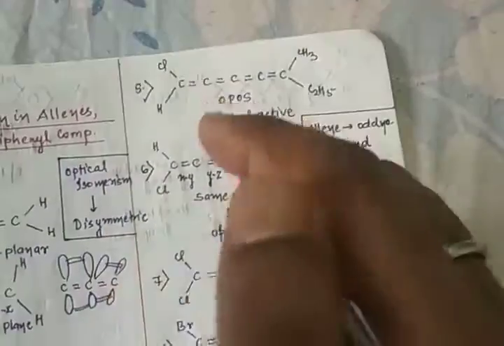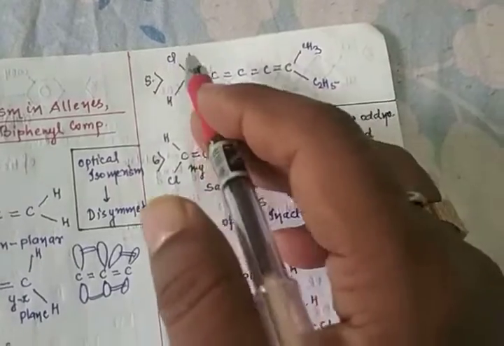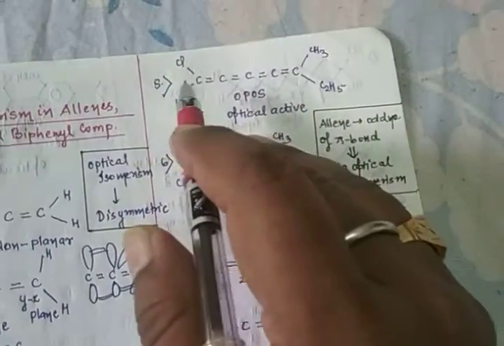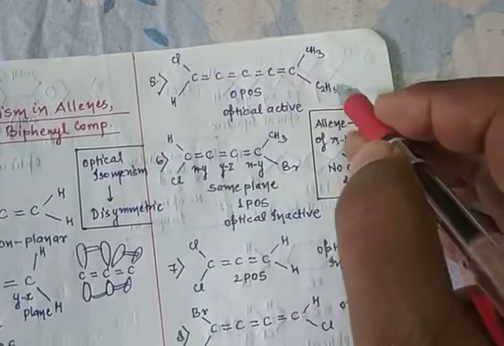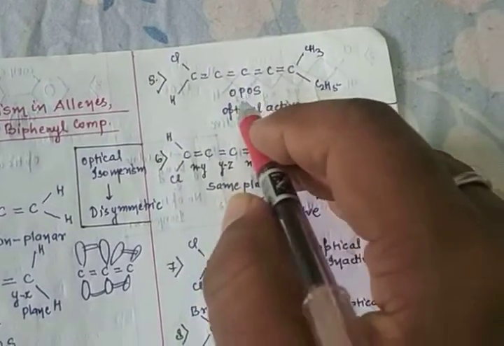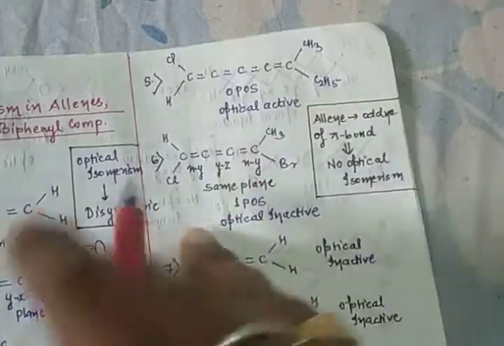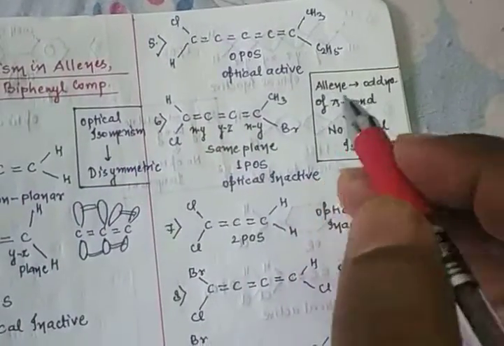Now in this case again there is an even number of rings, but the substituents are different. So you cut from that side, so one for chlorine, one for hydrogen is different, one for CH3 and one for C2H5 is different. So there is no plane of symmetry. It means this is optically active.